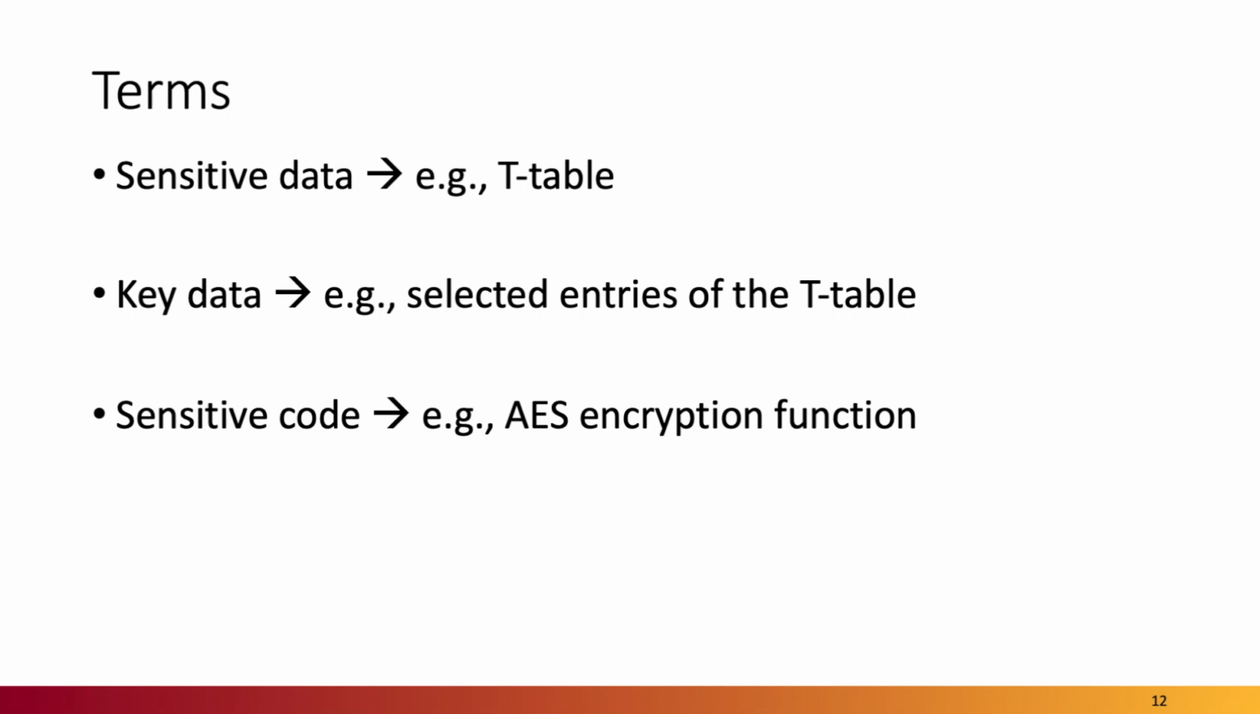I'm going to use the following three terms in this presentation. First, sensitive data is secret or could be used to infer secrets. For example, the t-table of the AES algorithm is sensitive data. Key data is the subset of the sensitive data that is actually put into the cache during the execution. Therefore, the attacker's goal is to use a cache-side channel attack to infer which sensitive data is the key data. Lastly, we refer to code that uses the sensitive data as the sensitive code.